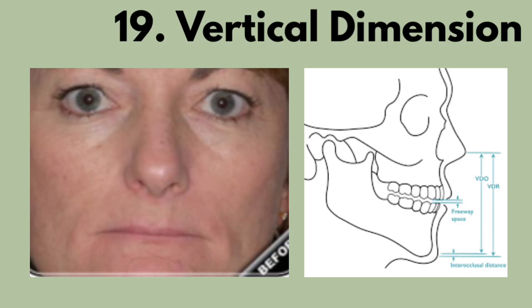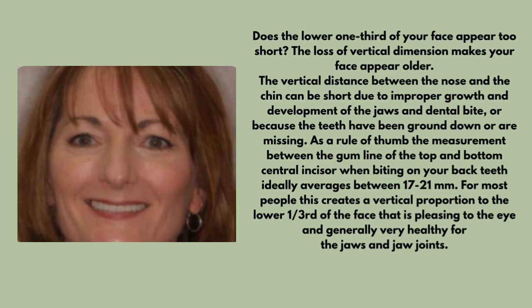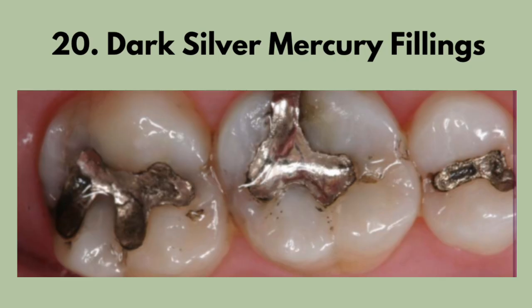19. Vertical dimension. Does the lower 1/3 of your face appear too short? The loss of vertical dimension makes your face appear older. The vertical distance between the nose and the chin can be short due to improper growth and development of the jaws and dental bite, or because the teeth have been ground down or are missing. As a rule of thumb, the measurement between the gum line of the top and bottom central incisor when biting on your back teeth ideally averages between 17 to 21 mm. For most people, this creates a vertical proportion to the lower 1/3 of the face that is pleasing to the eye and generally very healthy for the jaws and jaw joints.